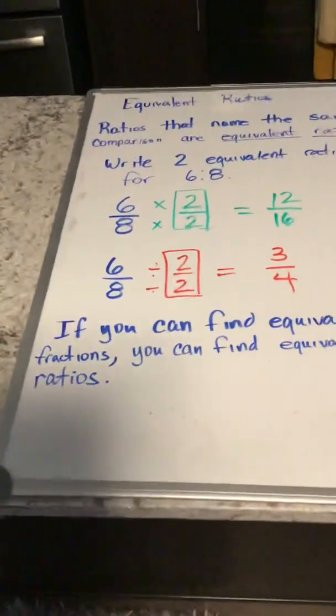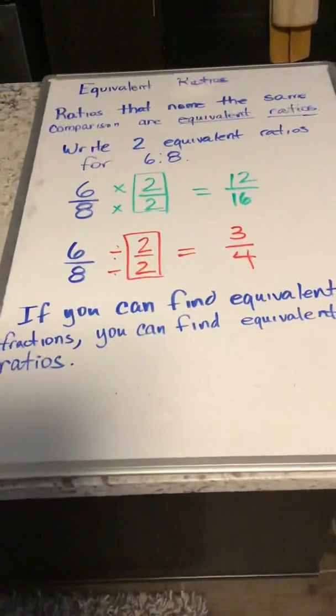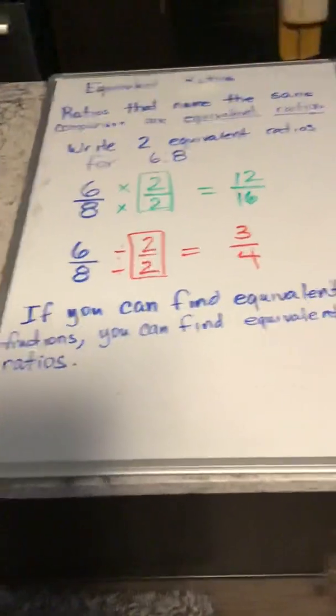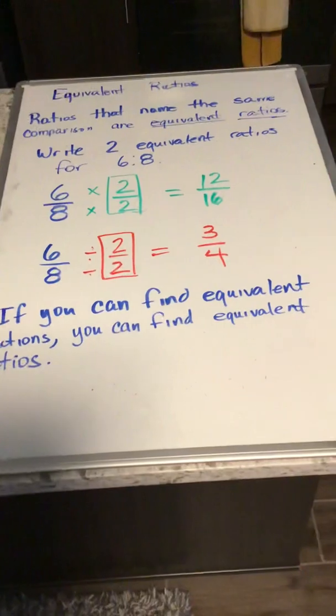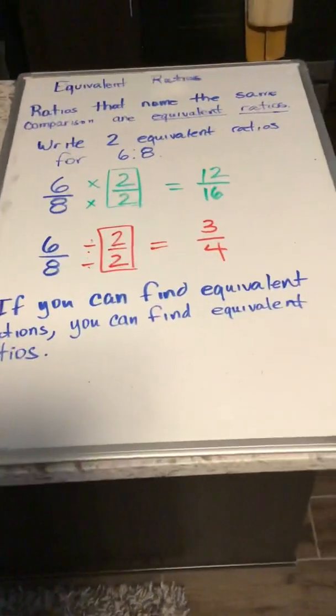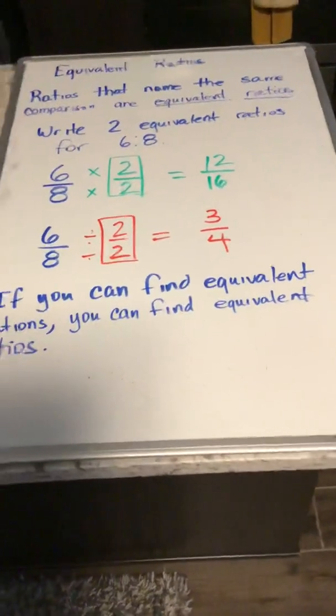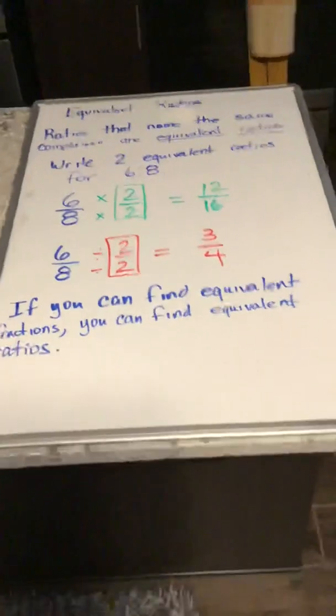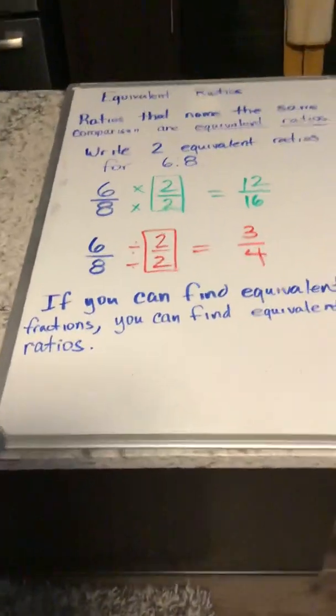Second, I have another equivalent ratio. In this case, instead of multiplying, I'm going to divide. So I'm going to divide by 2. So for this ratio, I divide both numbers by 2. I get 6 divided by 2, which equals 3, and 8 divided by 2, which equals 4. So my second equivalent ratio is 3 to 4.